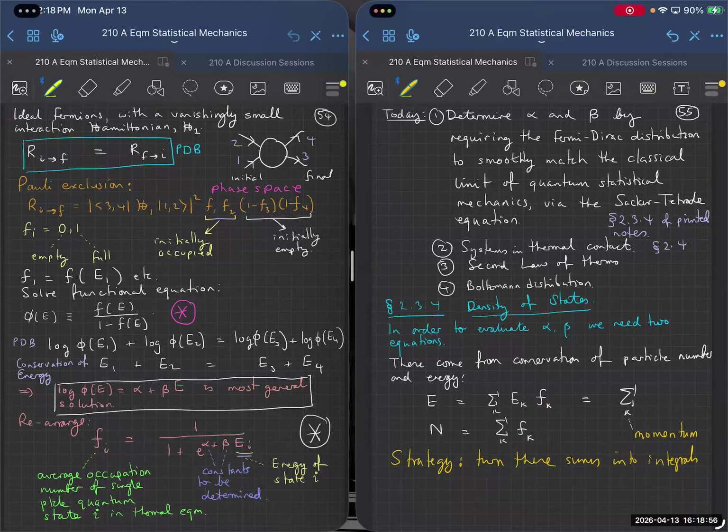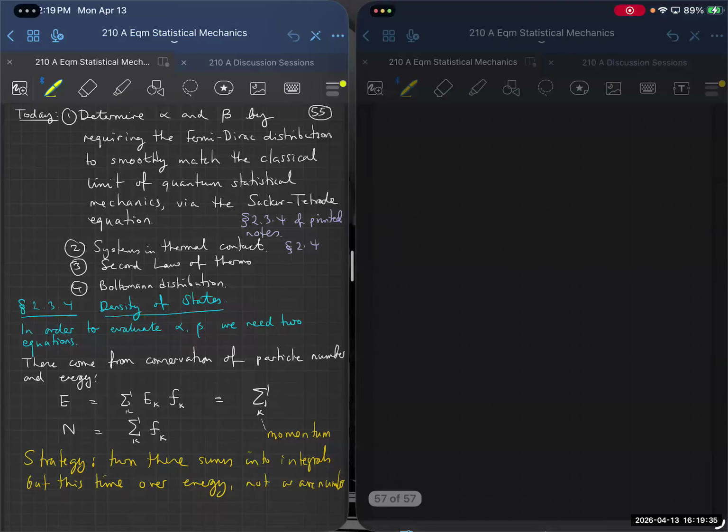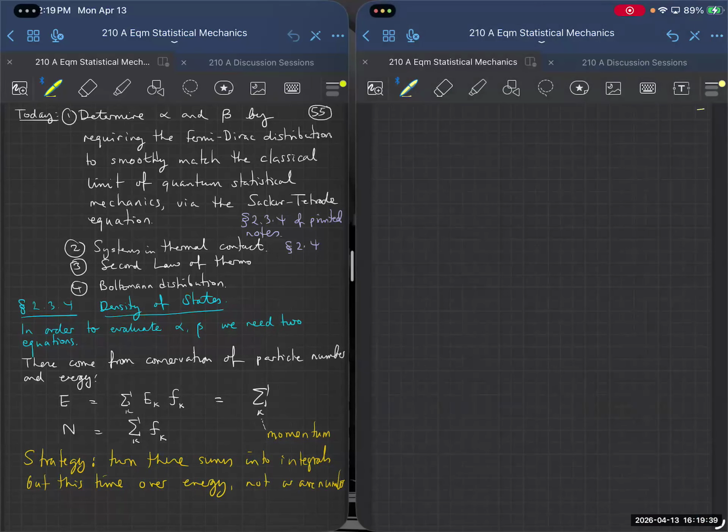This time I'm going to turn the sums over states K into an integral over the energy E, and I'm going to then derive for you the most important formula in all of solid state physics, which is the density of states in energy. It's the only thing that I remember about solid state physics pretty much. So we're going to turn these sums into integrals, but this time over energy and not wave number. So that's going to be the strategy. And so as part of that, I want to remind you, or tell you for the first time in some cases, about the density of states in energy.